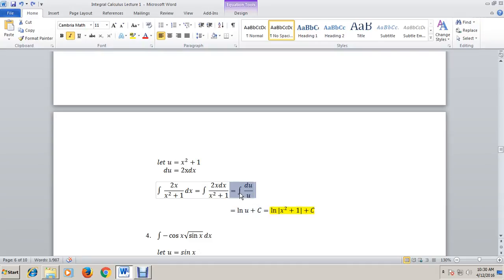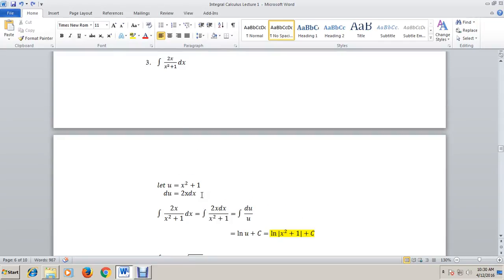We're talking about patterns. For du over u, ln of u, or dx over x, ln of x. Now, that leads us to the answer for the integral of du over u, which is ln of u plus c. Again, to go back to our original representation in terms of x, we replace u with our representation of x, which is x squared plus 1. So our answer for ln of u plus c becomes ln of x squared plus 1, plus c.